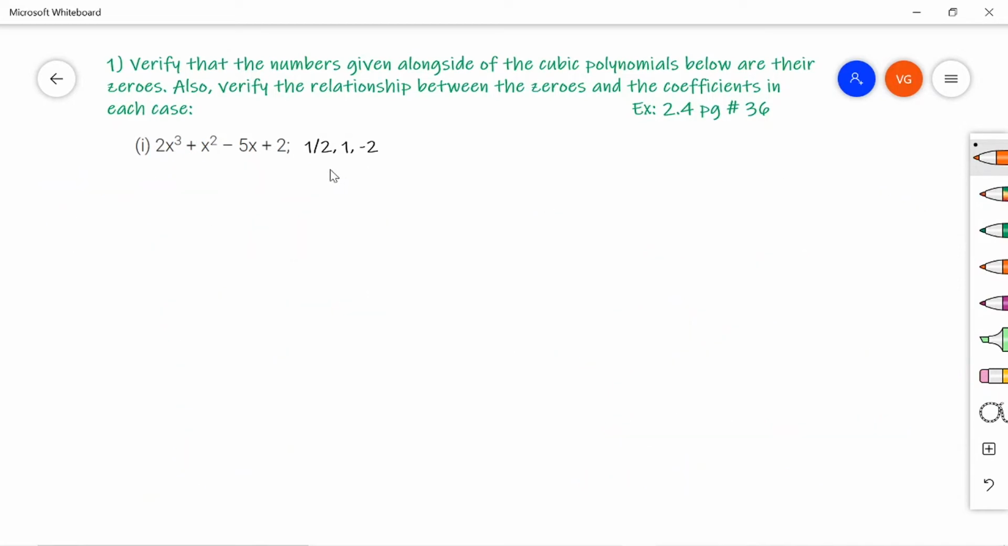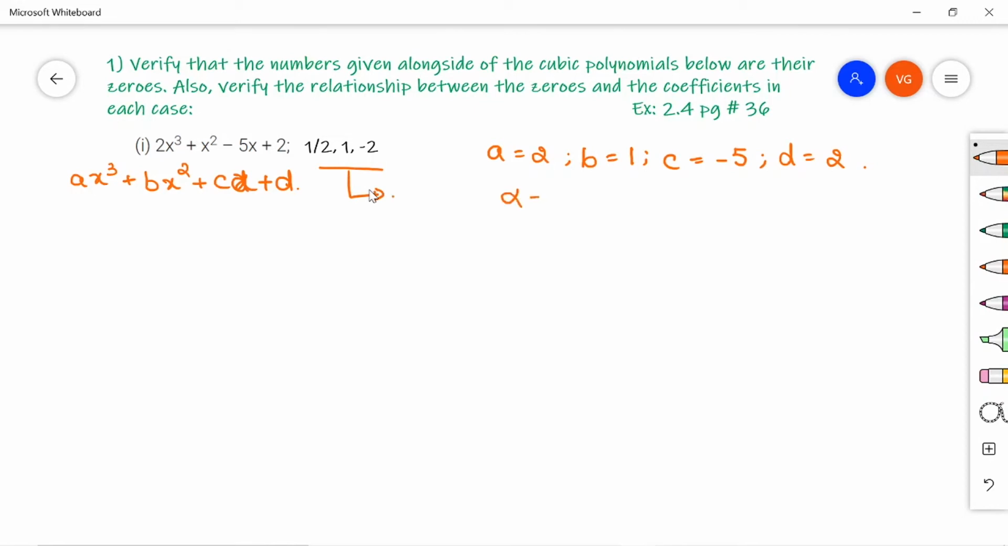Now let us verify the relationship between zeros and coefficients in this case. So given cubic polynomial will compare with ax cube plus bx square plus cx plus d. This is the standard form of cubic polynomial. Then we'll get here a is equal to 2, b is equal to 1, c is equal to minus 5 and d is equal to 2. The given zeros here we have verified. Let us call the 3 zeros here as alpha is equal to 1 by 2, beta is equal to 1 and gamma is equal to minus 2.